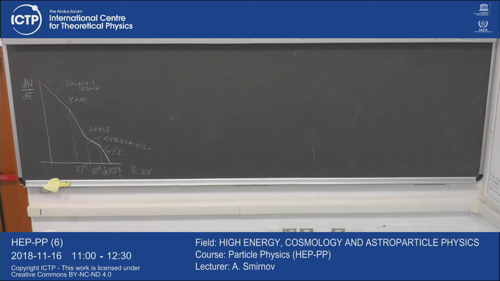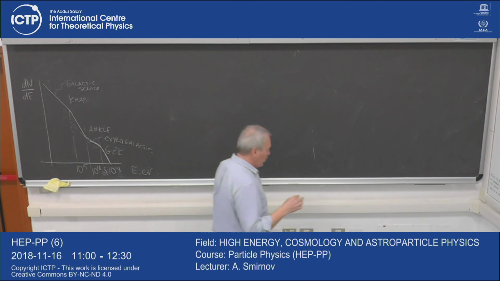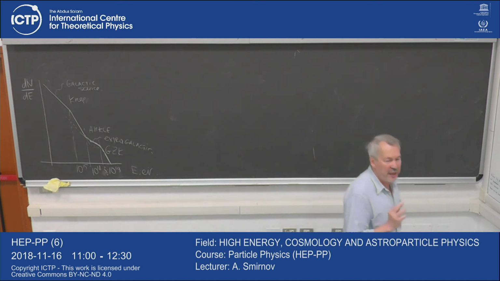So the first neutrino was detected by IceCube last year, which is associated with such a type of object. So we need to have, of course, more information.